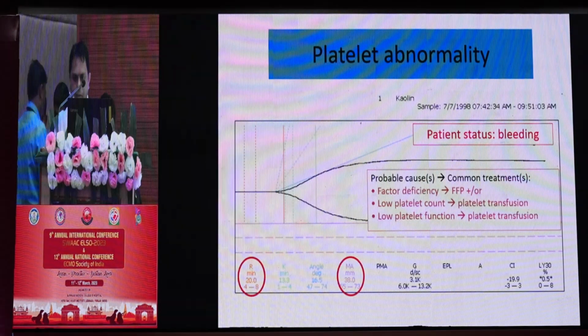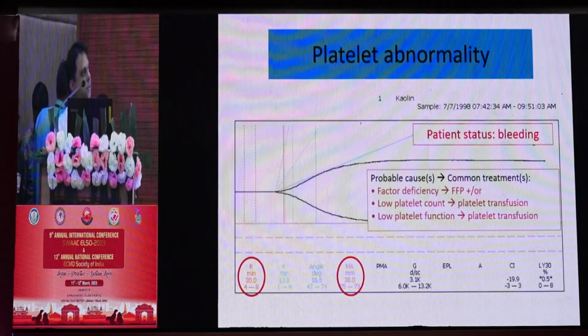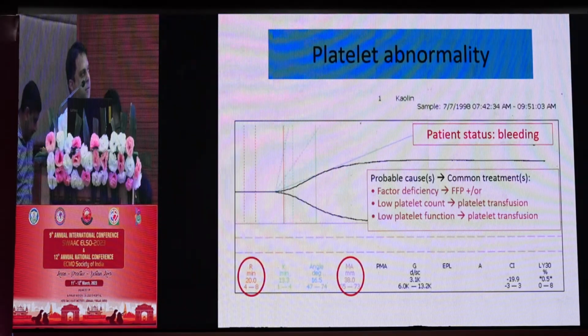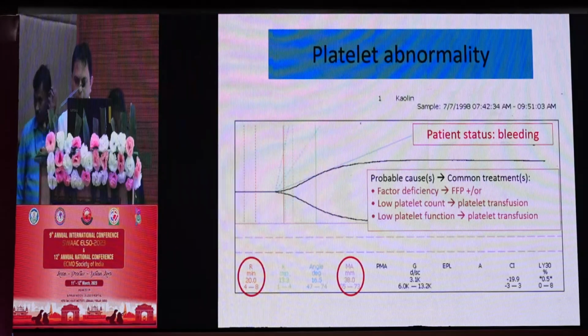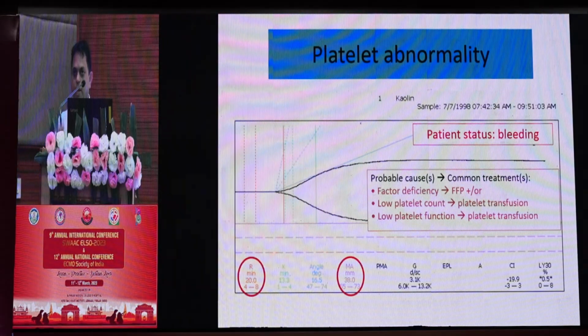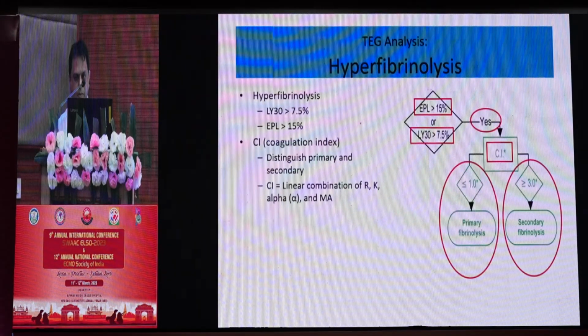Now, if you have to treat them, you need to give them a lot of FFPs. If you think it is platelet count, transfuse them; platelet function, you have to transfuse, but I'll come to how you differentiate between platelet count and platelet function in the next few slides.